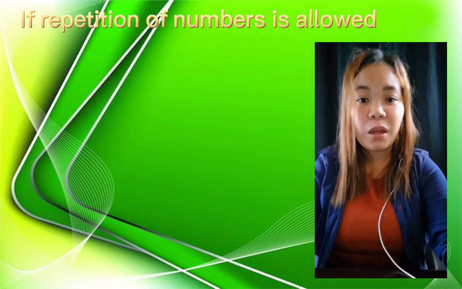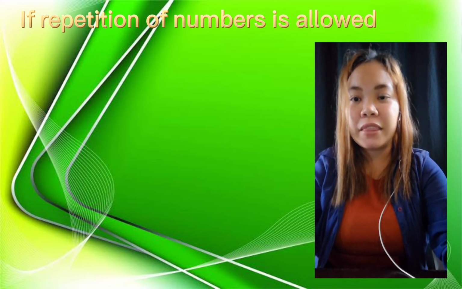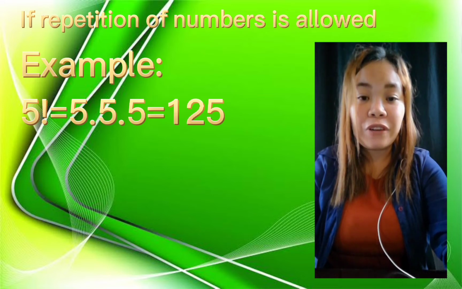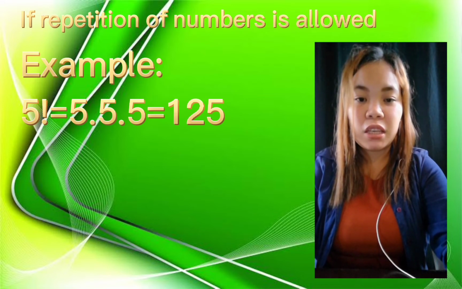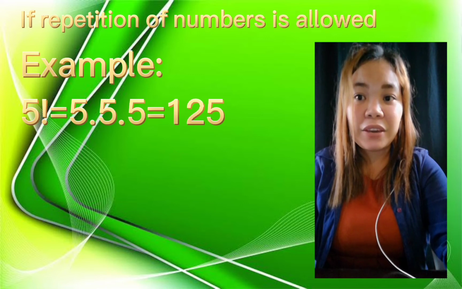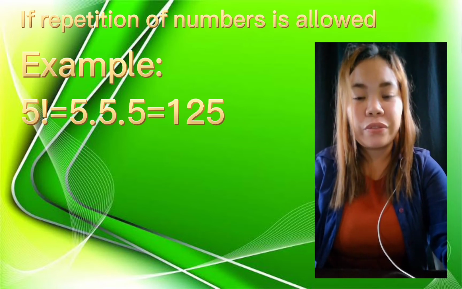Okay, but there is a second question. What if the repetition is allowed? Simple, the answer is 5 times 5 times 5, which is equal to 125. So the first digit is 5, the second digit is 5 again, and the third digit is 5. So we apply that if the repetition is allowed. We can repeat any numbers from 1, 2, 3, 4, and 5.